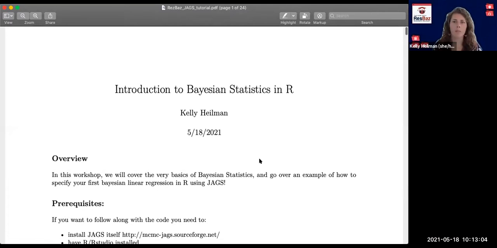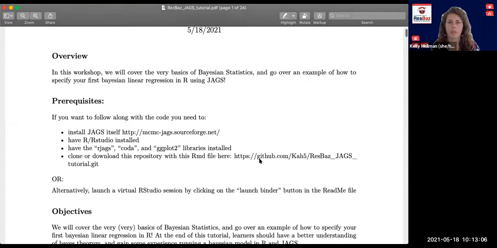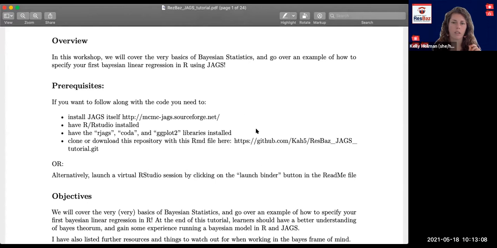Here we go. Okay. So this version will be slightly different than what's on the binder instance, but I will push this up to GitHub at the end of the workshop. That way, if you guys want the most updated version, you can go back and look at it.